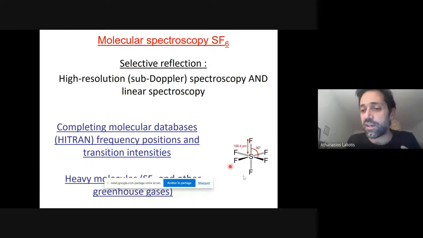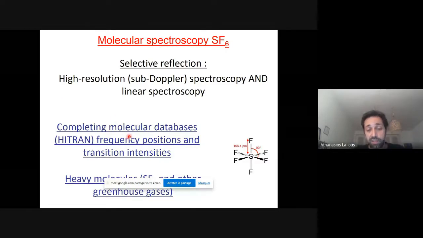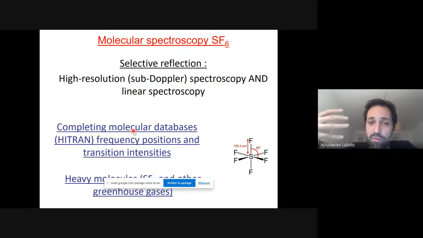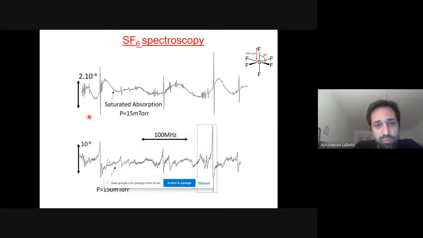For example, the SF6 molecule is important for atmospheric applications, it is a greenhouse molecule. So it's important to know all the transitions of the molecule and the strengths of the transitions. But this is actually not very well known if you look at the databases that exist at the moment, the state of the art. They are very incomplete for many molecules, and more experimental information is needed to complete these databases. So in our experiment, let me show you what we've done here.